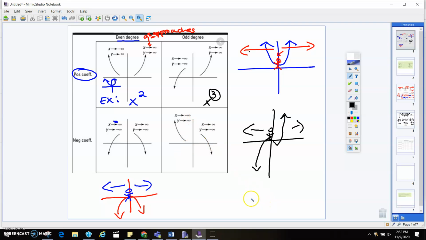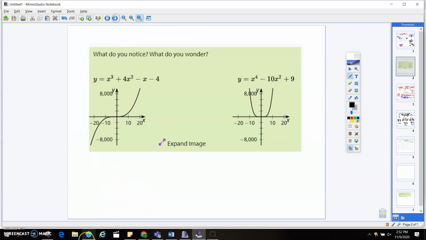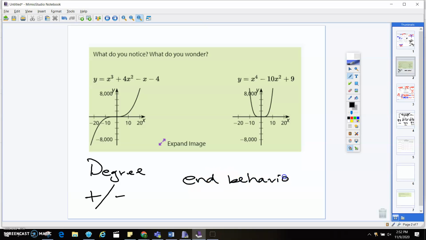On this one, we're going to have negative x to the third. So, that's going to be like this, terrible graph, so sorry. Looking to the left, what's happening to my y? It's going up. Looking to my right, what's happening to my y? It's going down. You have to know how to use this notation. So, on these two problems, I want you to tell me, what's the degree? Is it positive or is it negative? And tell me about the end behavior based off of that little chart.